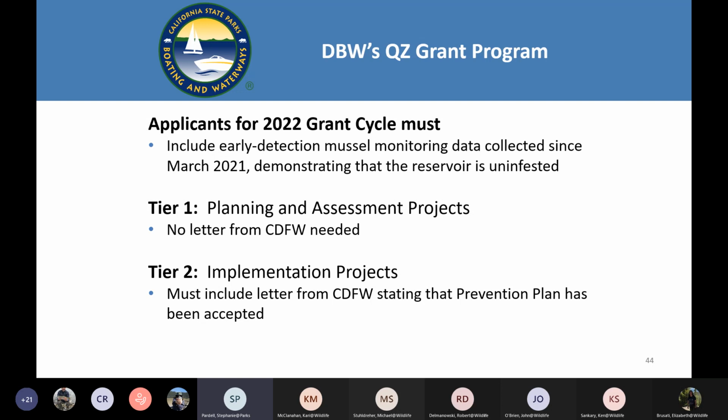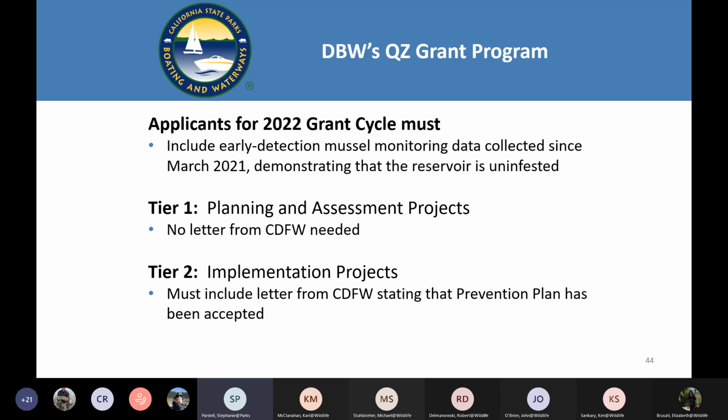Okay, so first off about our program, the projects that we reimburse are broken up into two tiers. Tier 1 is mainly the preparation of the prevention plan, and tier 2 is the implementation of these plans. Most of the people who are here today will probably be more interested in tier 1, especially because, as Elizabeth mentioned before, to be eligible for a tier 2 project, you must have that letter from CDFW stating that your prevention plan has been accepted by them. So for tier 1, we will be focusing on the prevention plans today.